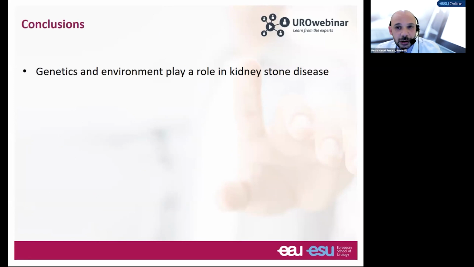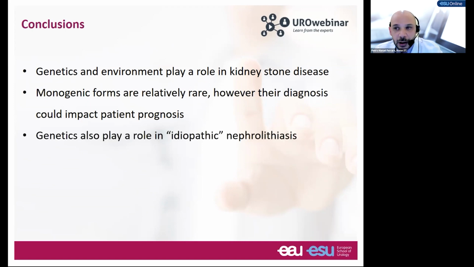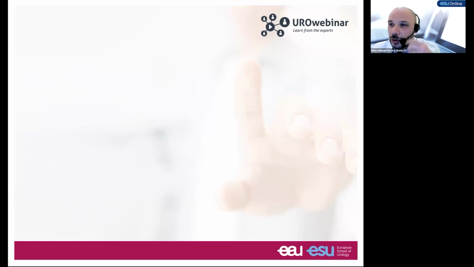So in conclusion, we must be aware that genetics and environment play an important role in kidney stone disease. Monogenic forms are relatively rare. However, their diagnosis should be sought as they could impact the patient prognosis. Genetics are also thought to play a role in idiopathic nephrolithiasis, and certainly increased knowledge of the genetic architecture of idiopathic kidney stone disease may in the future allow precision medicine approaches and open the way to novel treatments. With this, I conclude, and I thank you for your attention.